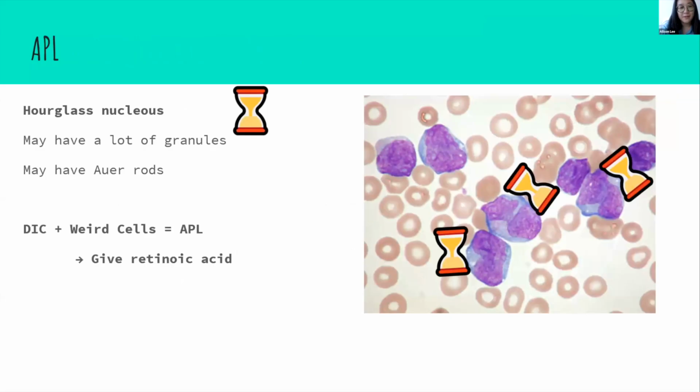This is pretty low yield, but I think on Step 1, Step 2, hourglass nucleolus was the buzzword for this, because the nucleoli look like hourglasses.